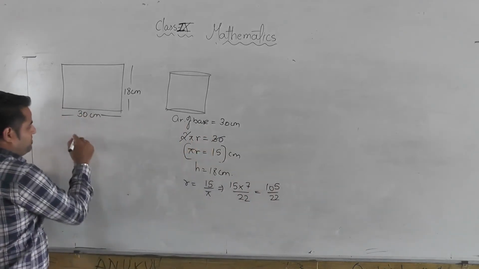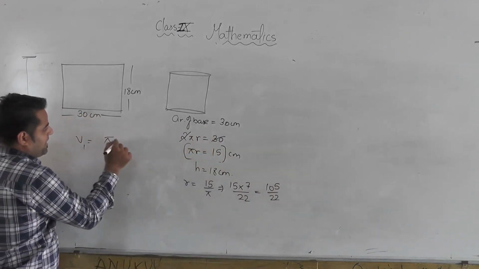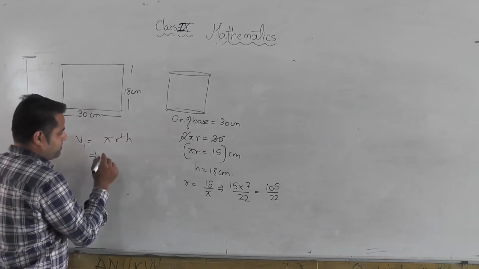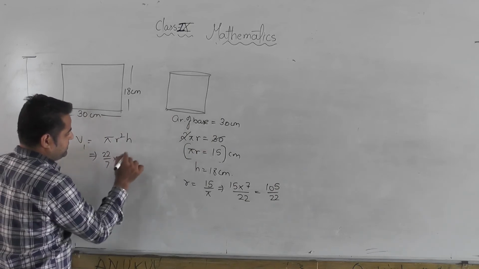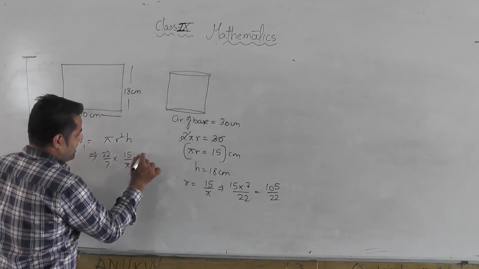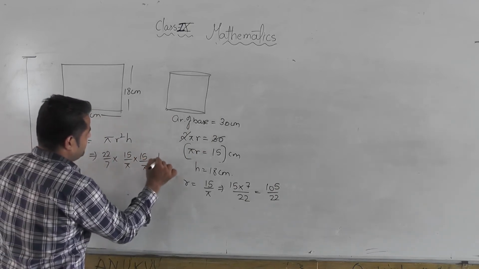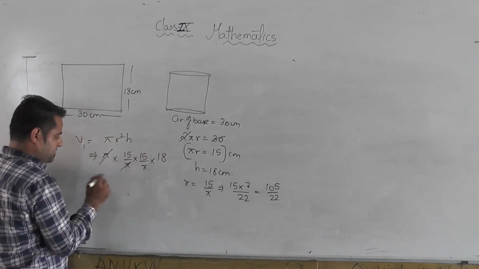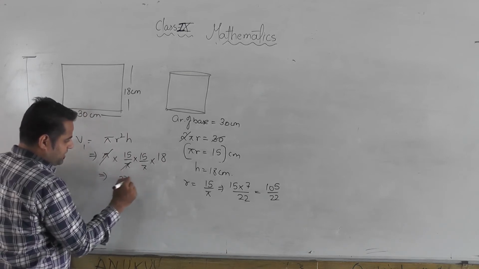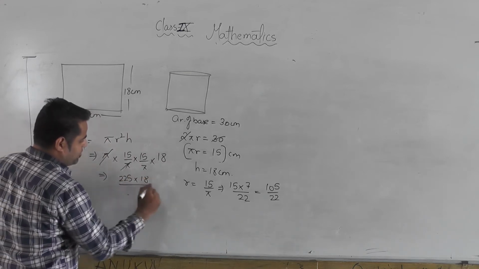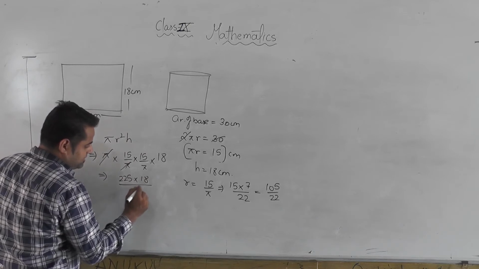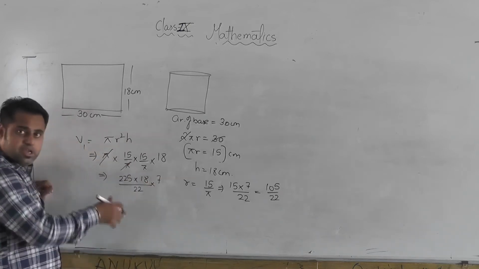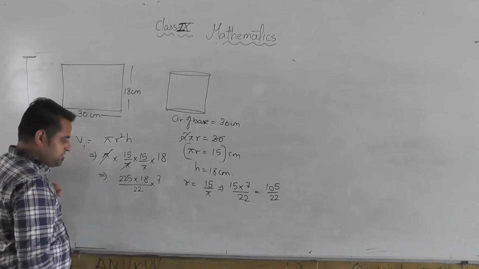Now you can find the volume of the first position. This will be πr²h. I am keeping the value of π as 22 by 7, r is 15 by π, squared, and h is 18. Now see, one π gets cancelled with this π. 15 square is 225 into 18 upon 22 by 7. So 7 I am writing in the numerator because it comes in the denominator of a fraction.